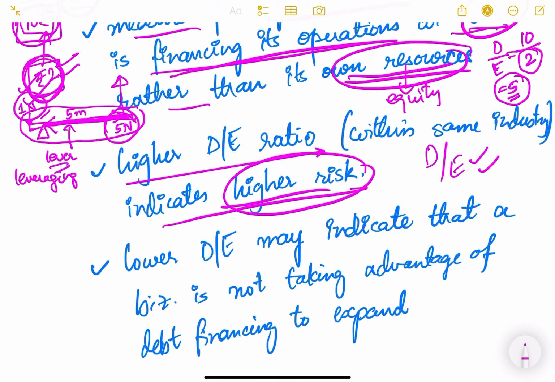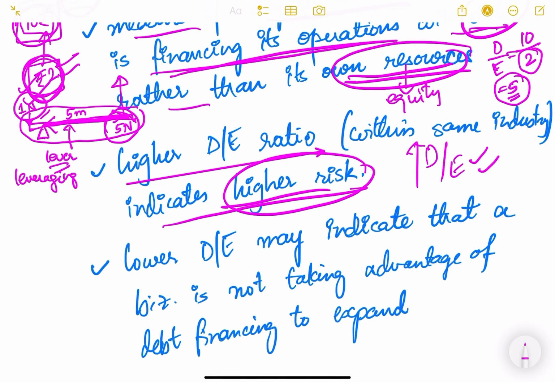Debt is what you have taken from others. Equity is your own money. Your own money, if it sinks down the drain, it is okay. But others' money, the loan you have taken from others, you have to pay back, because you owe that to others. That is not your money. So that's why a higher debt to equity ratio means higher risk.